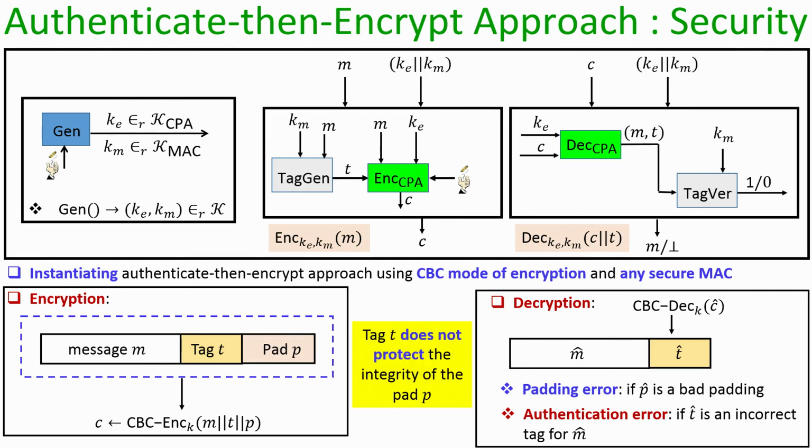The interesting part to notice here, which actually is the root cause of the problem, is that the tag T which we are computing at the encryption end just maintains the integrity of the message M, but it does not have anything to do with the padding which we are doing to actually encrypt the whole thing as per the CBC mode of encryption, right. So, the tag T does not protect the integrity of the pad P.